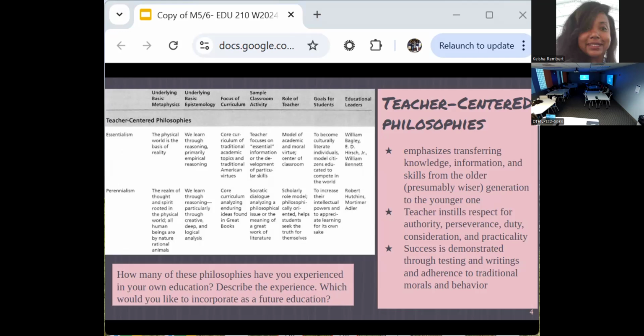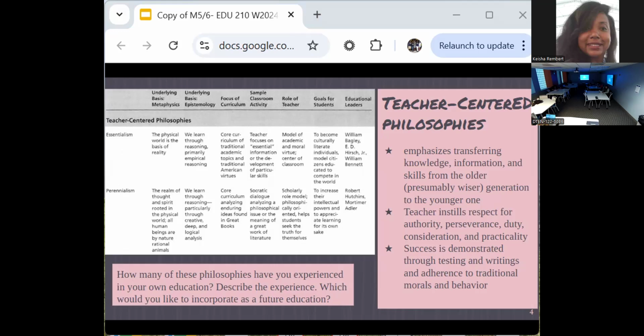The goal of this approach is to develop rational thought and to create moral beings, which is interesting. So when we think of it in terms of metaphysics, we think of it in terms of the realm of thought and spirit, rooted in the physical world. So all human beings are by nature rational animals. So that's why we have to go through the classics, because the classics are rooted in this idea of rational thought. And so that is kind of the metaphysical embodiment of perennialism.